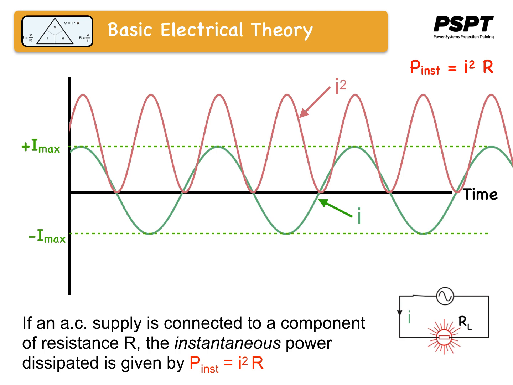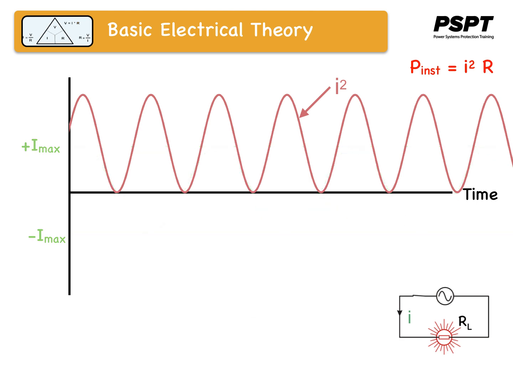I'm just writing the instantaneous power equation again for future reference. I'm going to get rid of some of the superfluous stuff on our graph so we can look at just the I squared graph that we drew there. And the graph rises to a maximum which is equal to I max squared in both cases of whether I is positive or negative.